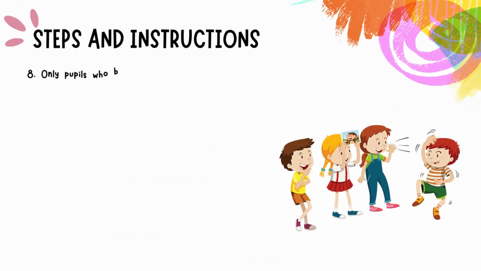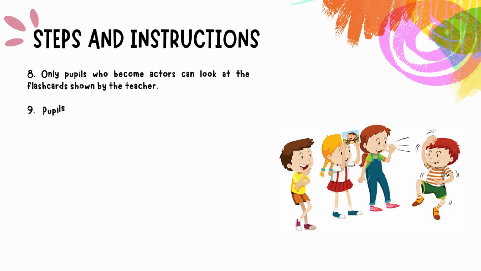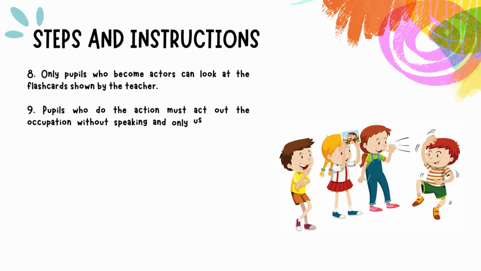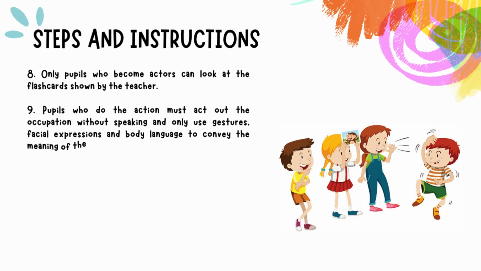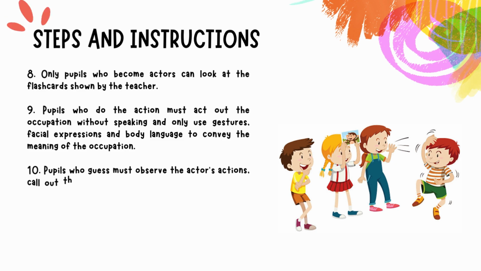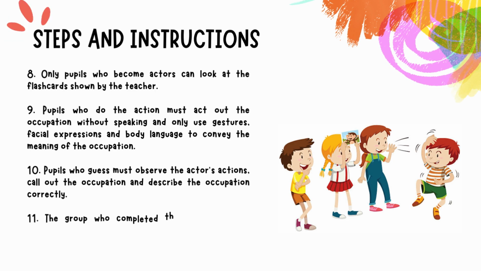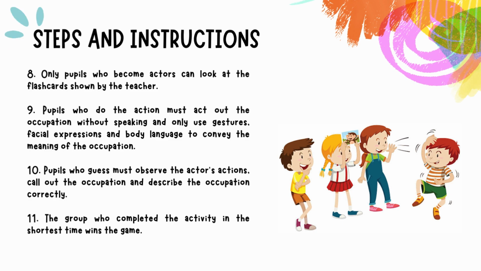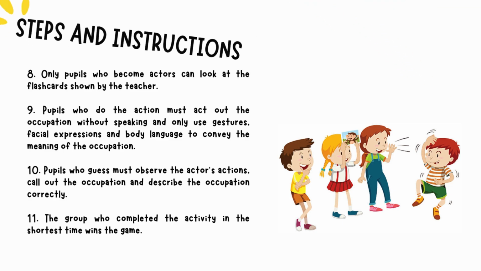The rule of the activity is that only pupils who become actors can look at the flashcards shown by the teacher. The pupils who do the action must act out the occupation without speaking, using only gestures, facial expressions, and body language to convey the meaning of the occupation. Other pupils within the group who guess must observe the actor's actions and call out the occupation as well as describe the occupation correctly. The group who completes the activity in the shortest time wins the game.